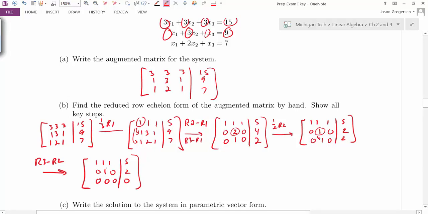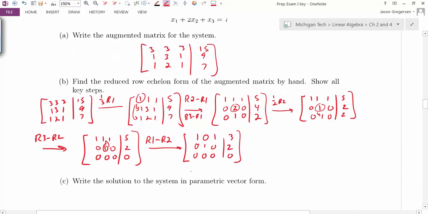Now I have to take my pivot positions and make sure there are zeros above them. So my next step is to take R1 minus R2. Row 3 will stay the same. Row 2 will stay the same. And now R1 minus R2 is 1 minus 0 is 1, 1 minus 1 is 0, 1 minus 0 is 1, and 5 minus 2 is 3. And so this would be the row-reduced echelon form of my matrix.